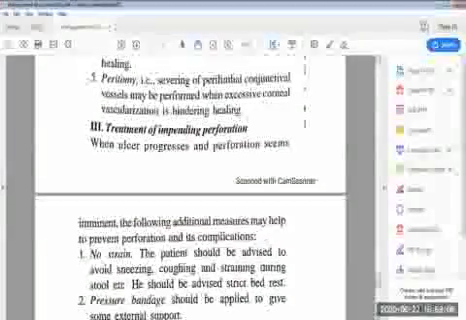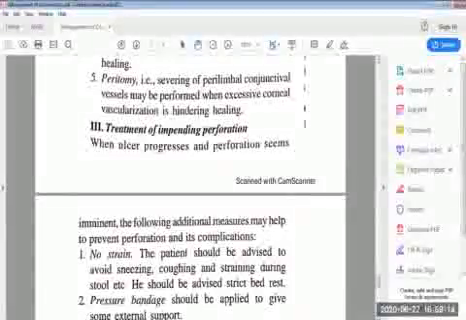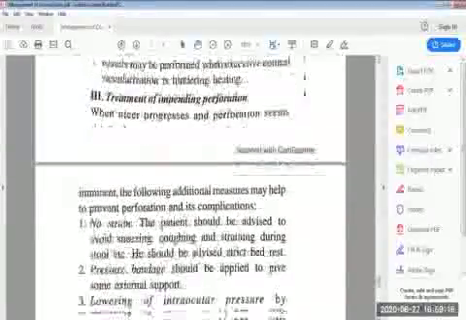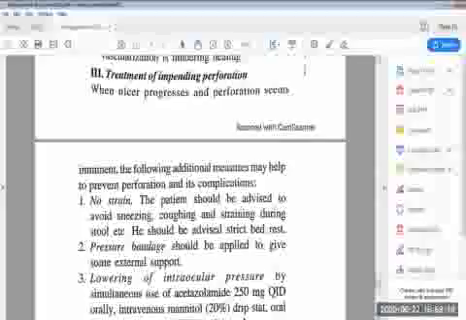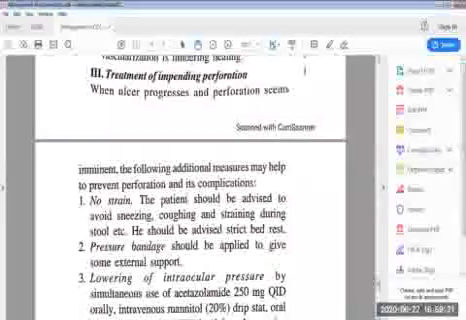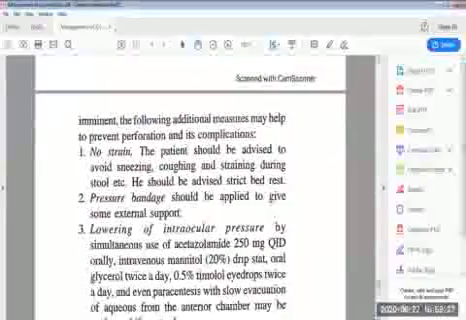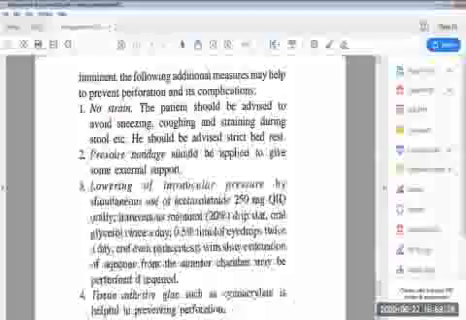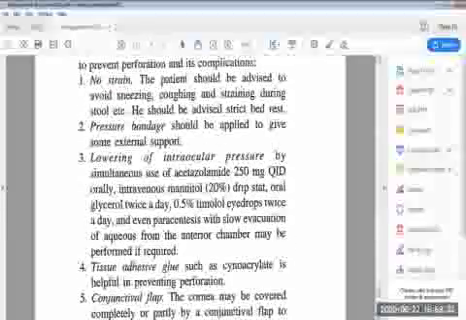Then peritomy. The severing of perilimbal conjunctival vessels may be performed when excessive corneal vascularization is hindering the healing. Then next is the treatment of impending perforation. When ulcer progresses and perforation seems imminent, the following additional measures may help to prevent perforation and its complications. First is no strain. The patient should be advised to avoid sneezing, coughing, and straining during stool. He should be advised strict bed rest. Pressure bandage should be applied to give some external support.